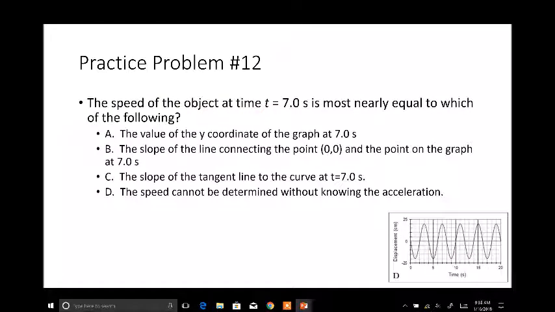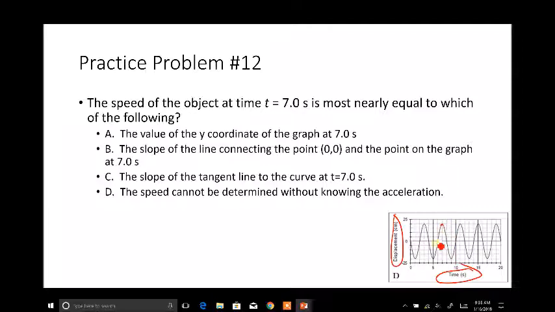So in this problem, we want to find the speed of the object at t equals 7 seconds. So we're looking for the speed at a particular time. We could think of that as an instantaneous speed. Or we've been talking about instantaneous velocities, but here we're not concerned about the direction. But if we have a graph of distance or displacement against time, and we want to find an instantaneous speed or instantaneous velocity, we go to that point on the graph, so 7 seconds.